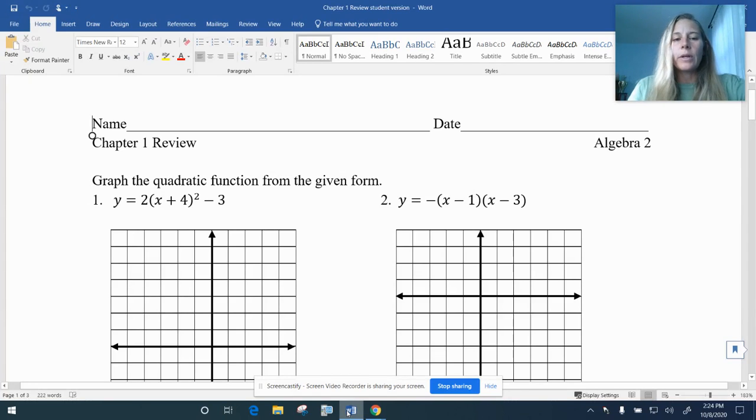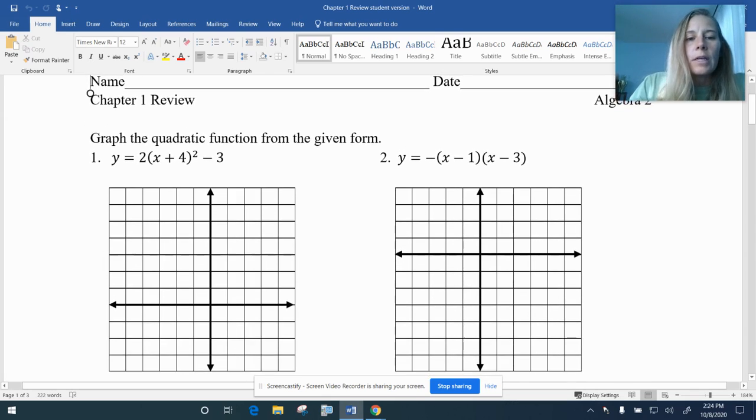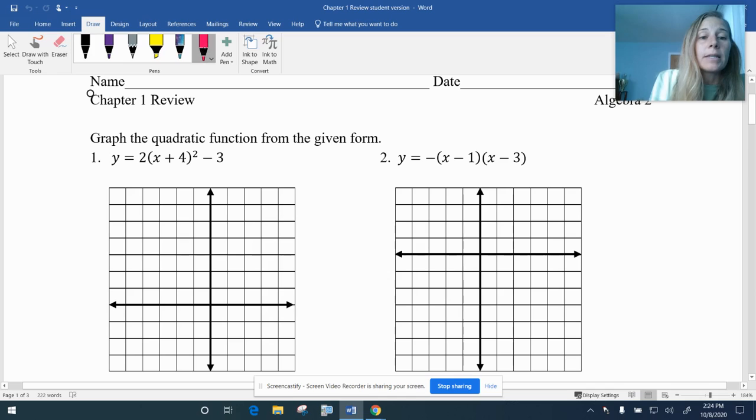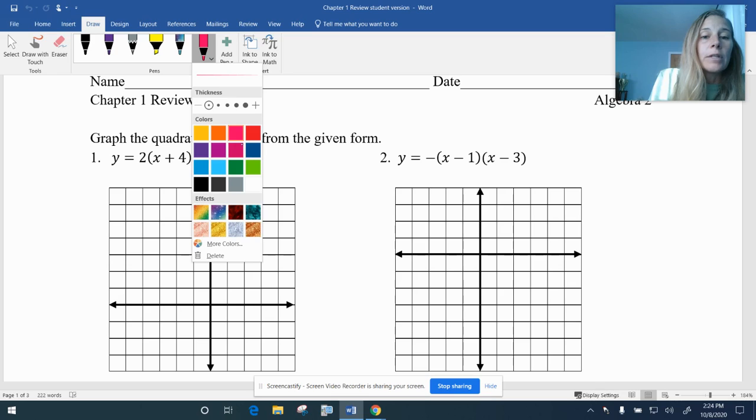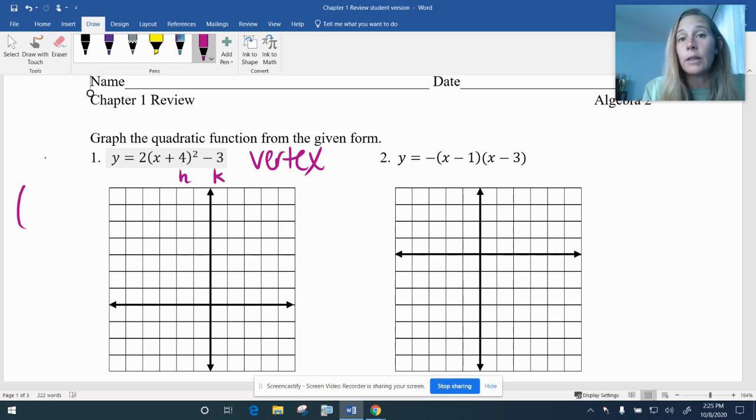Okay, so today we're going to review Chapter 1 in preparation for our test on quadratics. Two of the forms of quadratics that we had gone over with reference to graphing were vertex form, which we can see right here, and this vertex form here. Vertex form is nice because the vertex is given to you right in the formula.